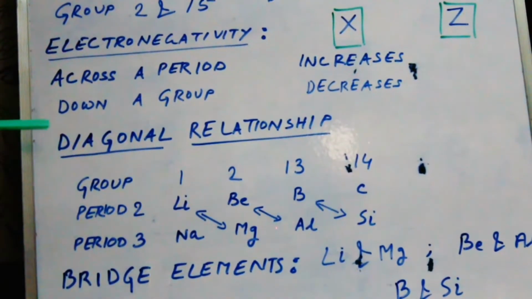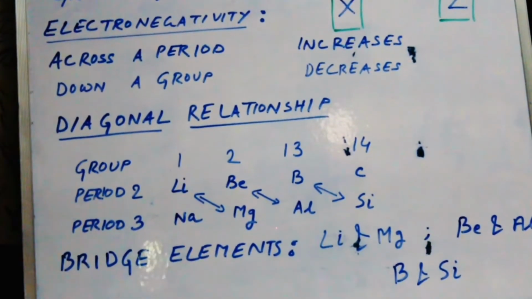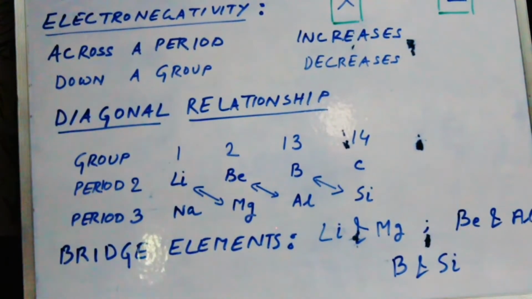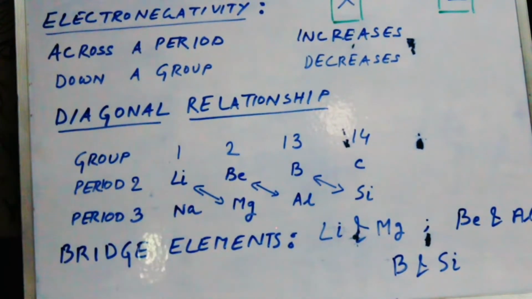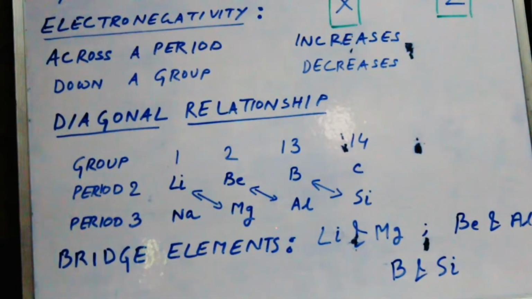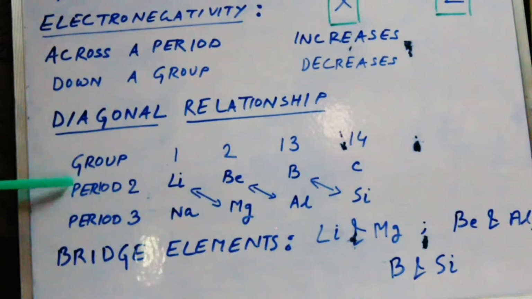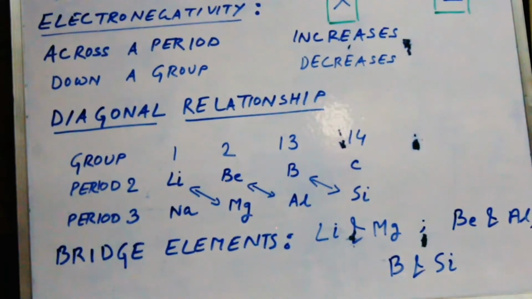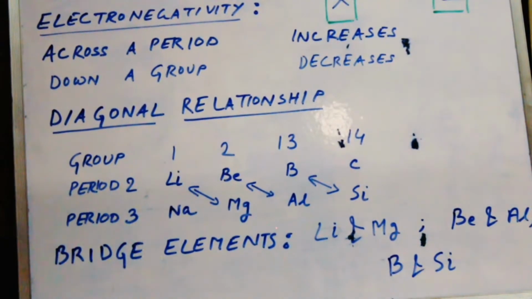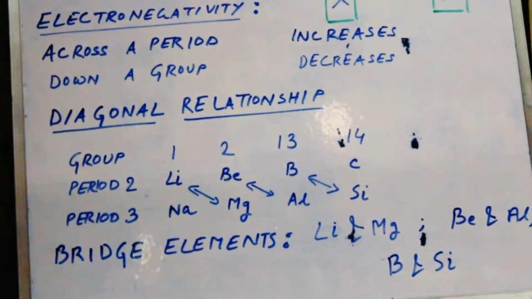There is another concept known as diagonal relationship. I have written here group 1, 2, 13 and 14, and here I have period number 2 and period number 3. Now what is basically diagonal relationship? The elements of the second period, that means this one, second period, the elements of the second period show resemblance in properties with the elements of the next group of the third period.